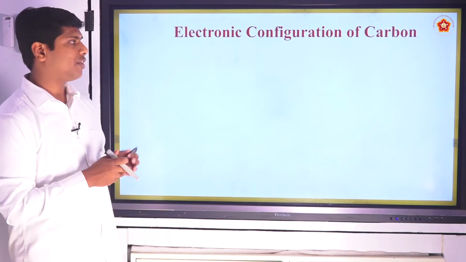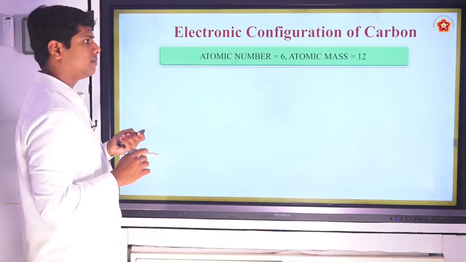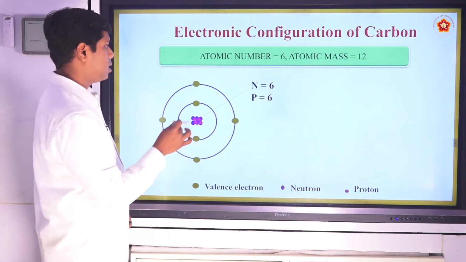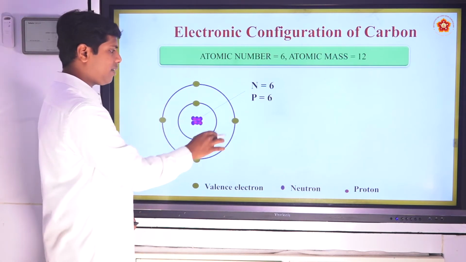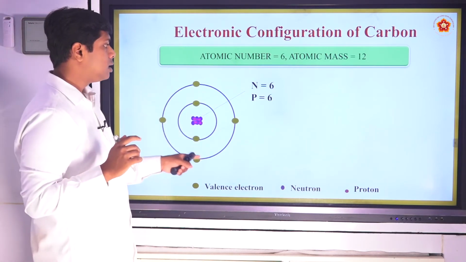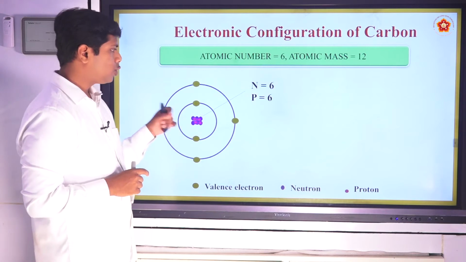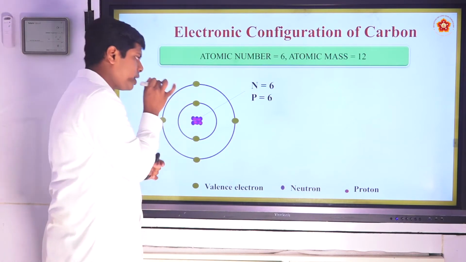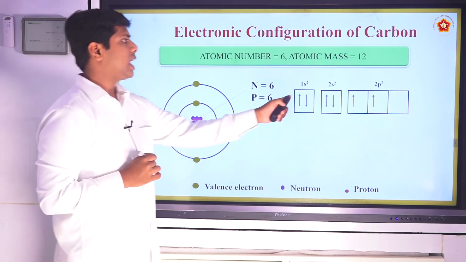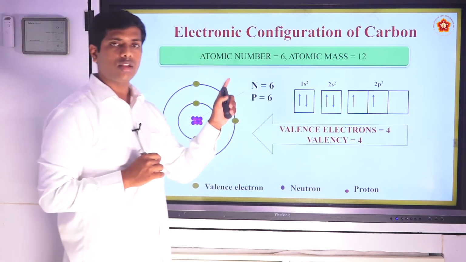Let us look at the electronic configuration of carbon. Atomic number 6, atomic mass 12, we know this. The outermost orbit has 4 electrons: 1s2, 2s2, 2p2. Inside the very small nucleus, it has 6 protons and 6 neutrons. This is the electronic configuration. The valence electrons are 4 and the valency is also 4.